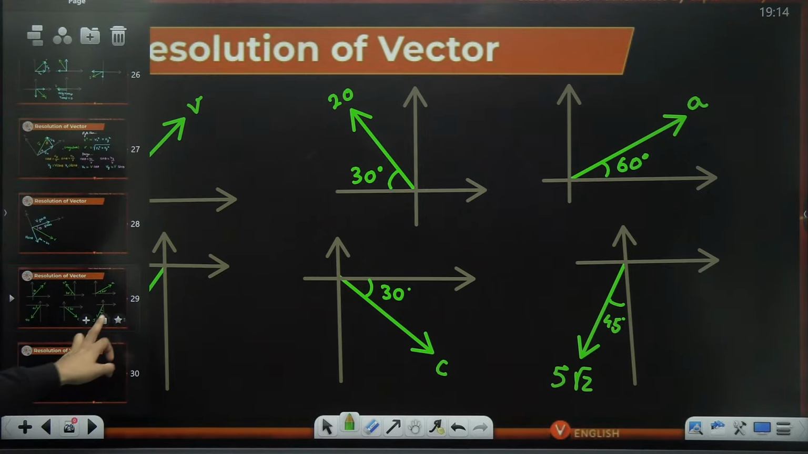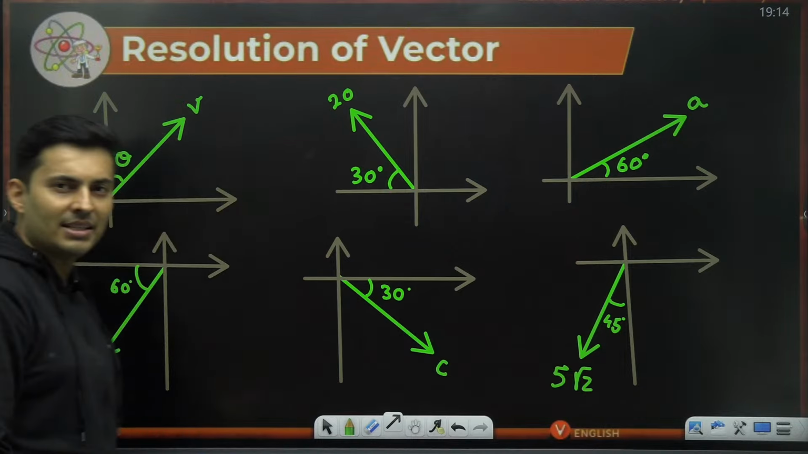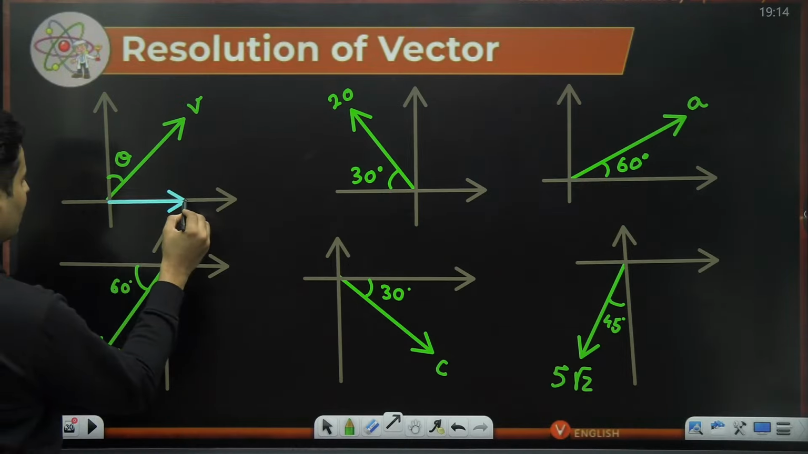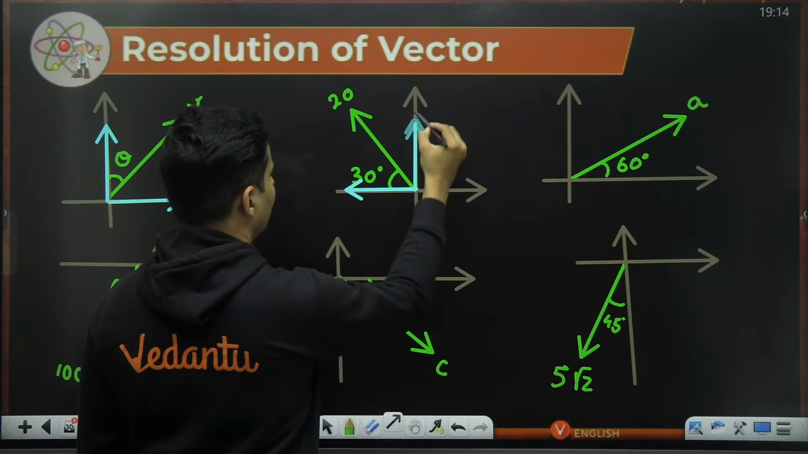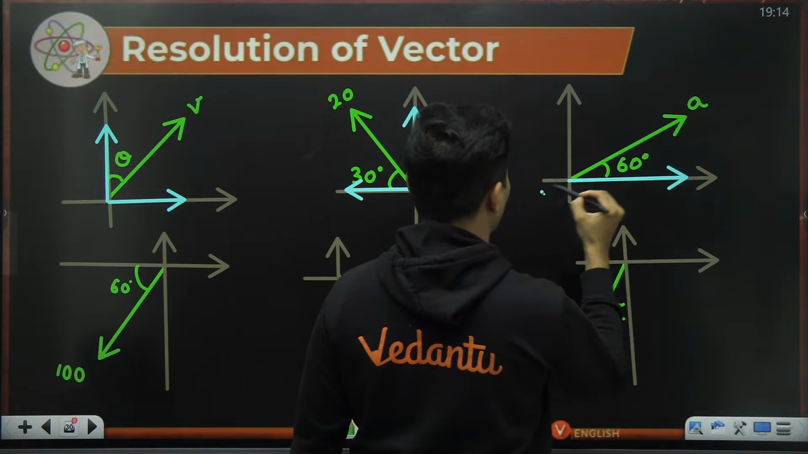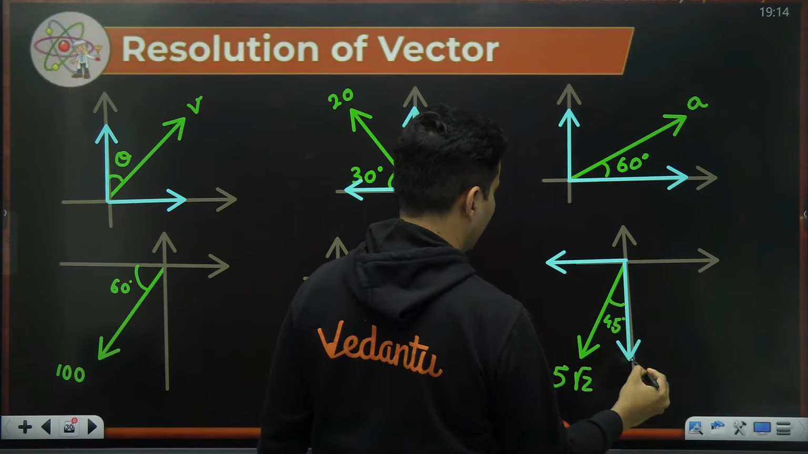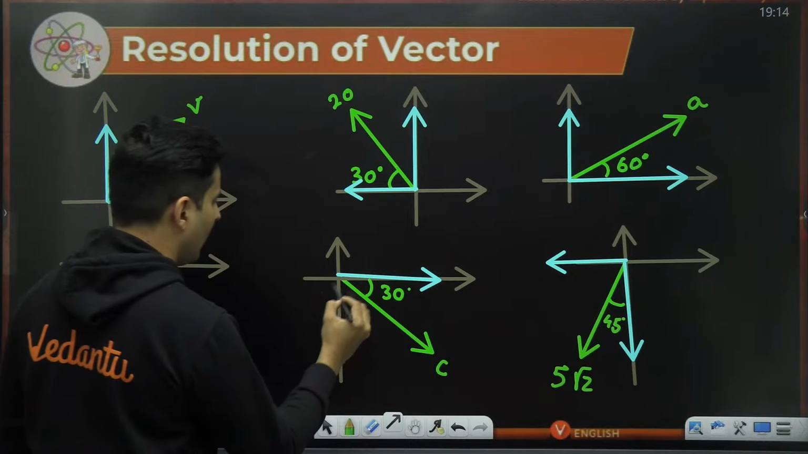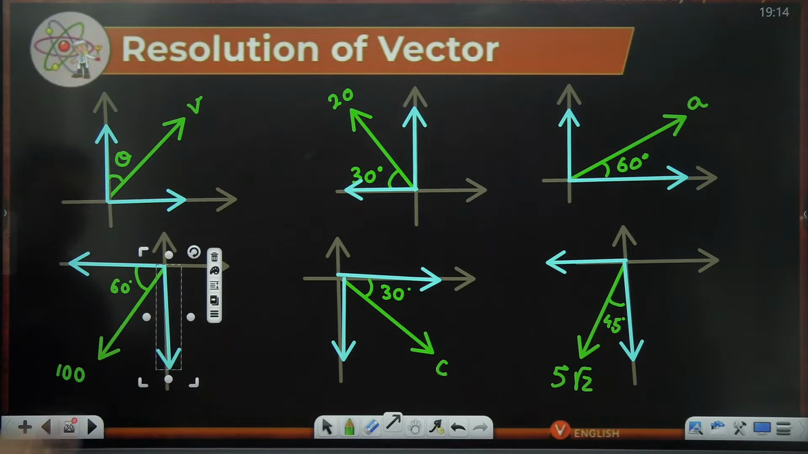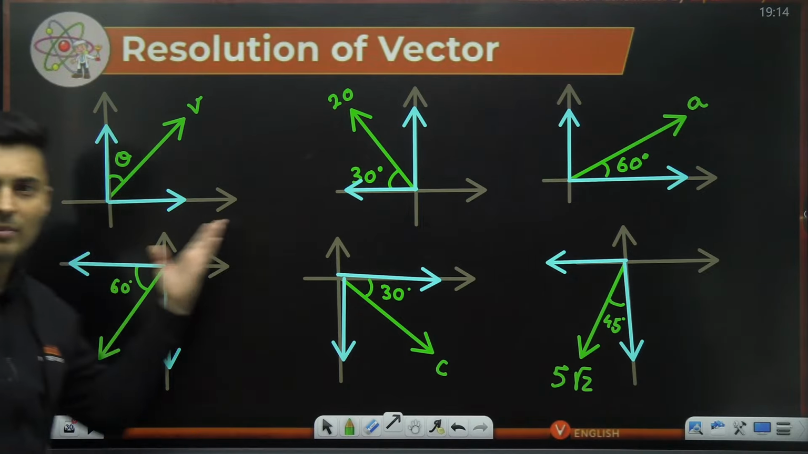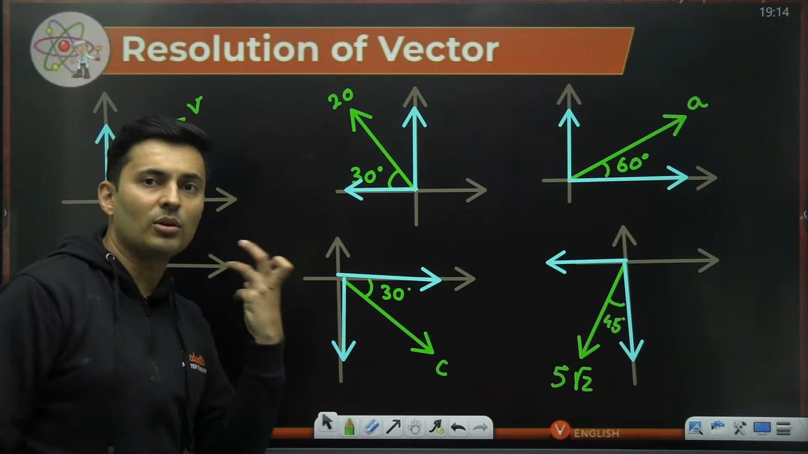I want to figure out the components in each scenario. Start by showing those components first, then let's find out the value. Here I can split it like this and like this. These are the components of those vectors. Okay, the first stage is done. Next stage. What are those values?